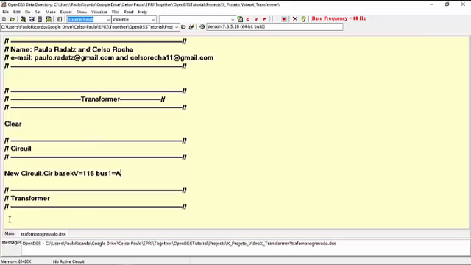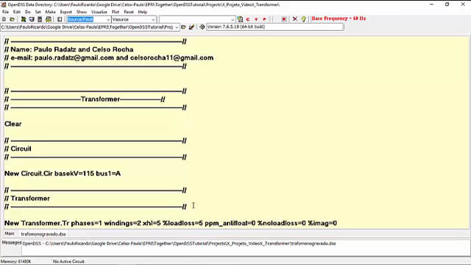Now, let's go to OpenDSS and create a single-phase two-winding transformer. It will be called TR. It is a single-phase transformer with two windings. Let's set its XHL to 5, then %loadloss to 5, and the ppm_antifloat, %noloadloss, and %imag to 0. The last two parameters will be explained soon.